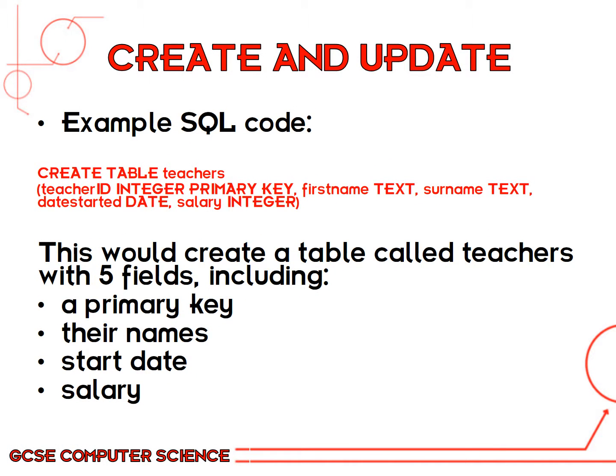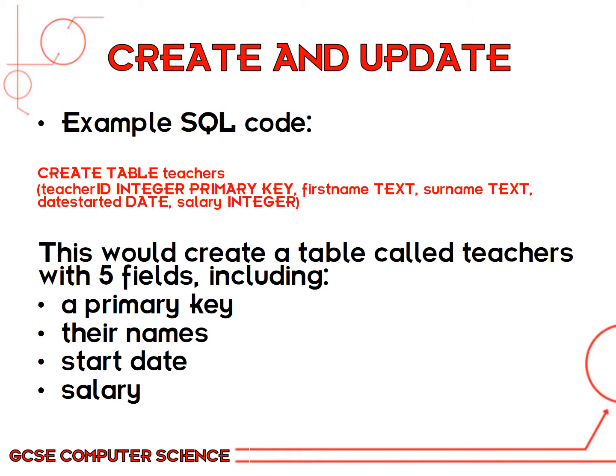So if we look at some example SQL code to create and update a table. To create a table, we use the statement create table. We then follow it with the name of the table that you want to use. Within the brackets, we need to set up the different fields and basically give them a data type for each one. So if we want a field called teacher ID, we then say we want it to be integer and we want it to be the primary key.